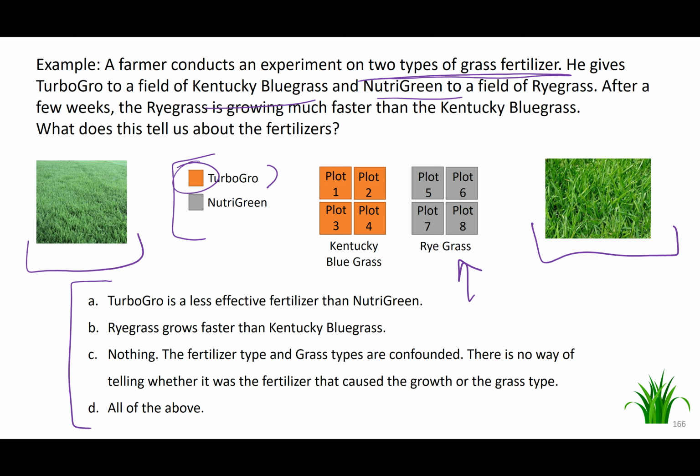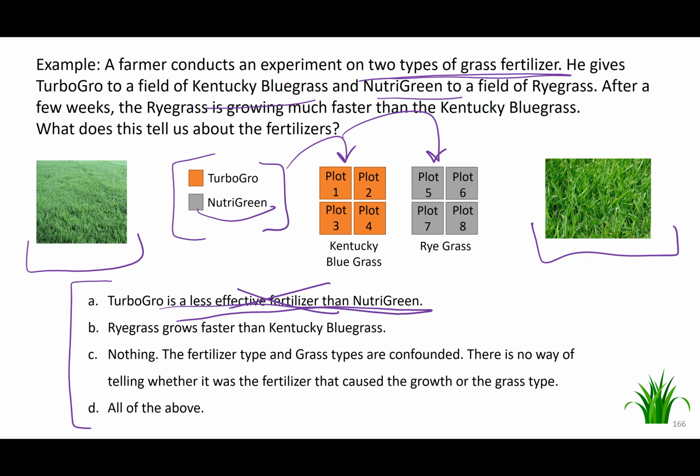So looking here, an important thing to note is I have these 2 fertilizers, but did I see the 2 fertilizers in both types of grass? And the answer is going to be no. This is problematic. I don't know if it's because the ryegrass grows better, or if the Nutri-Green makes it grow better, or if it's a combination. I have no way of knowing. That's a problem for me, especially if I'm trying to figure out if Nutri-Green is worth buying more of. So we are not able to say that Turbo Grow is less effective than Nutri-Green because we're not sure.